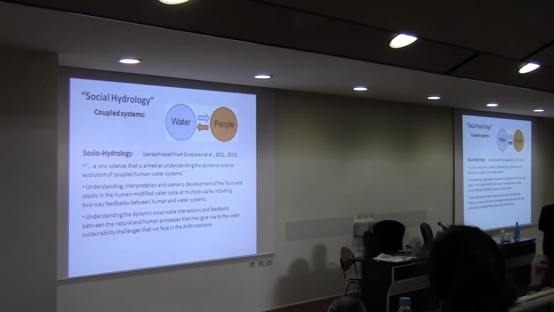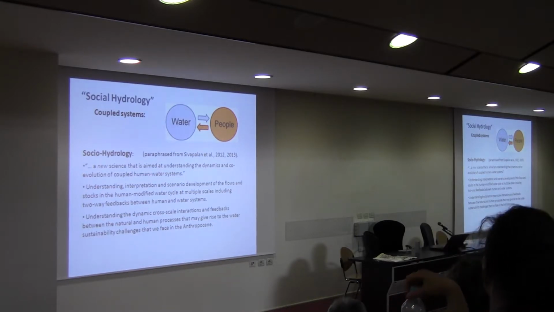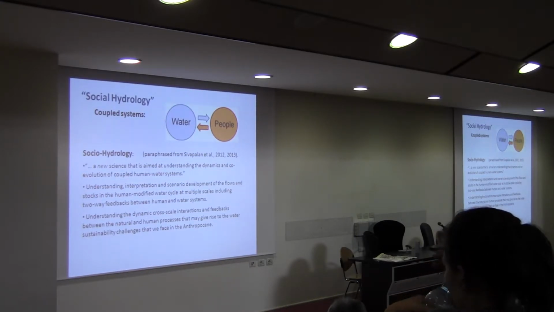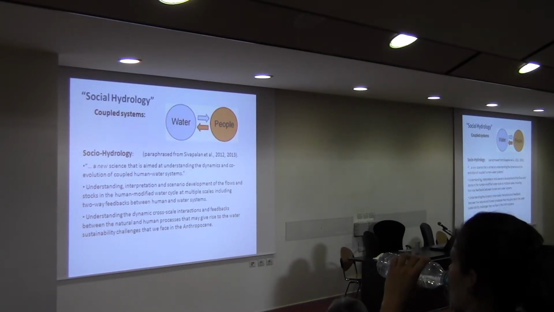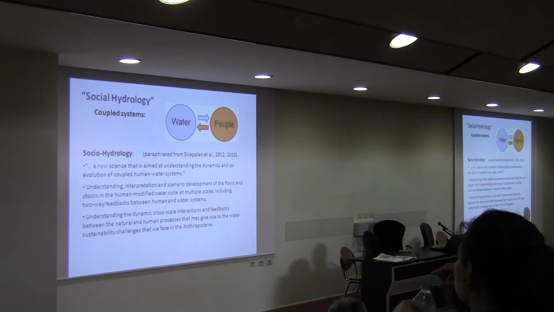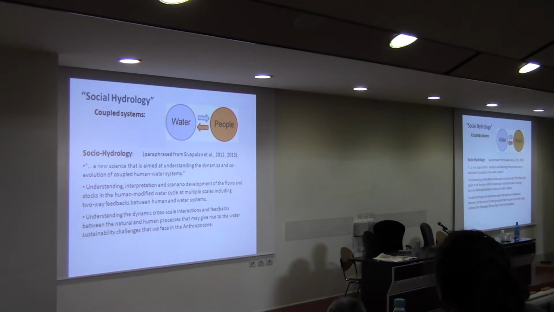Social hydrology. Okay, I'm going to quote a few things. Okay, a new science that's aimed at understanding the dynamics and coevolution of coupled human water systems, understanding interpretation, scenario development of flows and stocks, and human modified water cycle at multiple scales. Including two-way feedbacks between human and water system, understanding dynamic cross-scale interactions and feedbacks between natural human processes that may give rise to water sustainability challenges that we face in the Anthropocene. Pretty good if you can write that stuff, right?